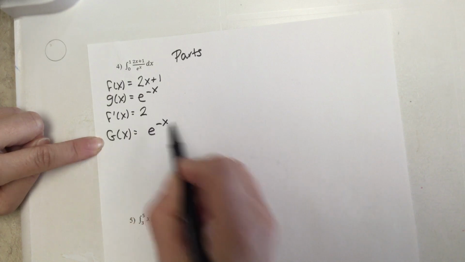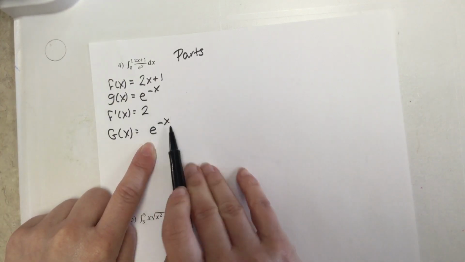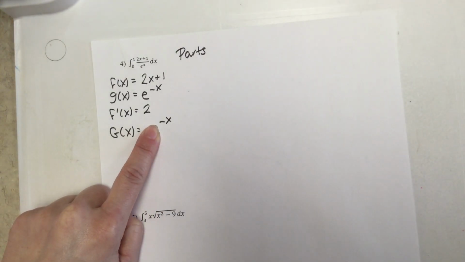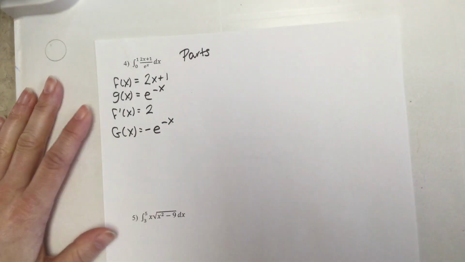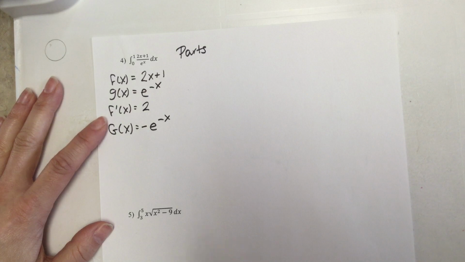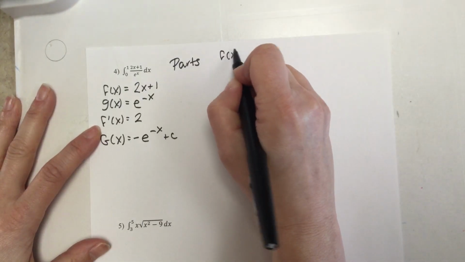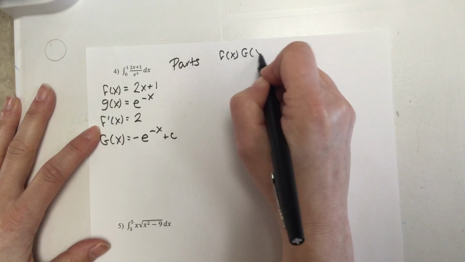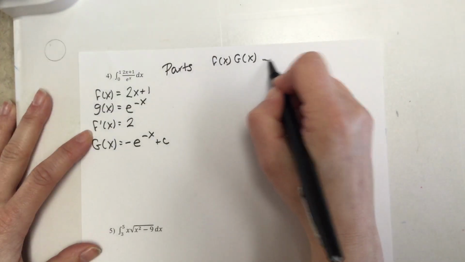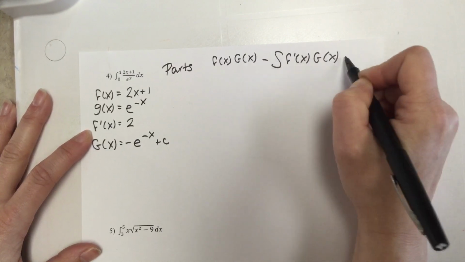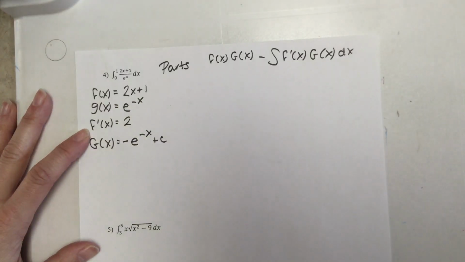So remember, you keep the e term the same. So e to the negative x. Now you take the derivative of the exponent, which is -1, divide by a -1. So I end up with negative e to the negative x plus c. Integration by parts is your original f of x times your antiderivative of g of x minus, take the derivative of f of x times the antiderivative of g of x dx.